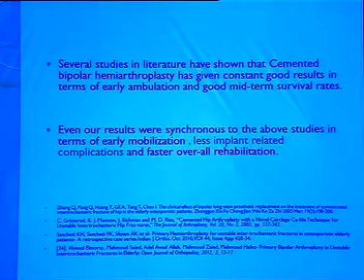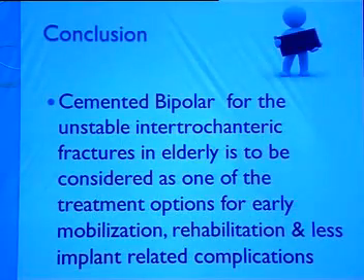Even our results were synchronous with the studies in terms of early mobilization, fewer implant-related complications and faster overall rehabilitation. So the conclusion is that cemented bipolar hemiarthroplasty for unstable intertrochanteric fractures in the elderly is to be considered as one of the treatment options for early mobilization, rehabilitation and fewer implant-related complications.